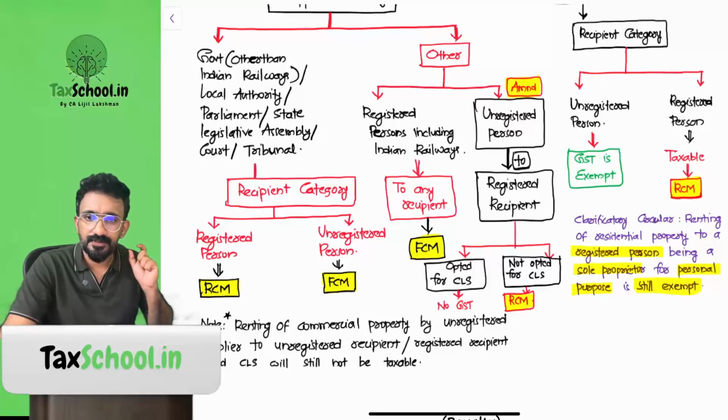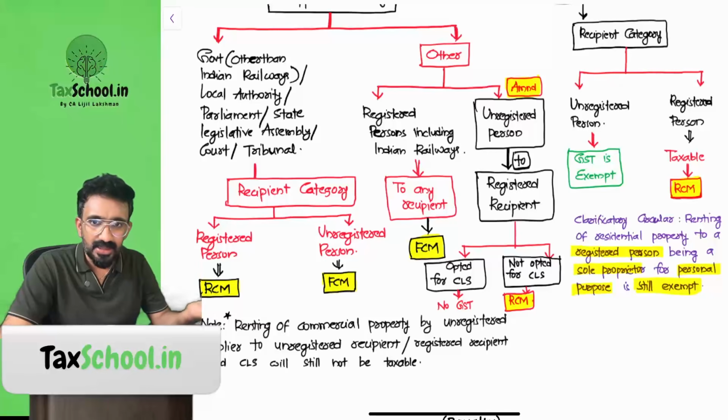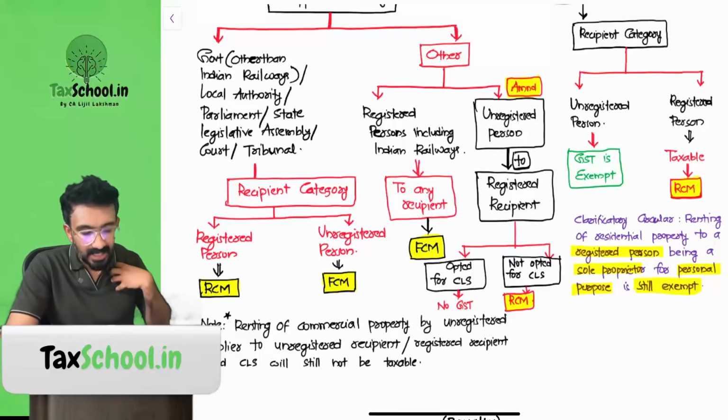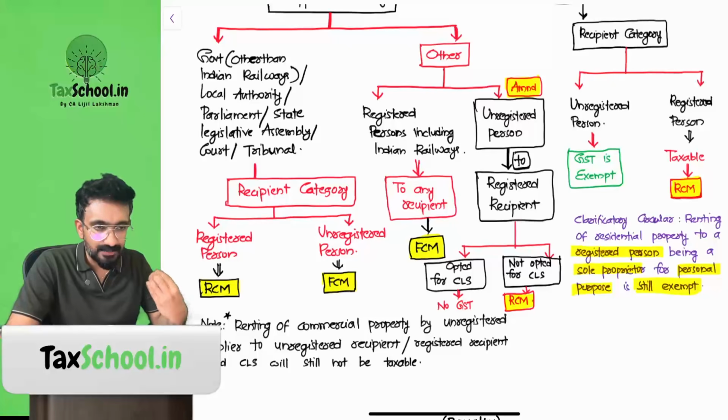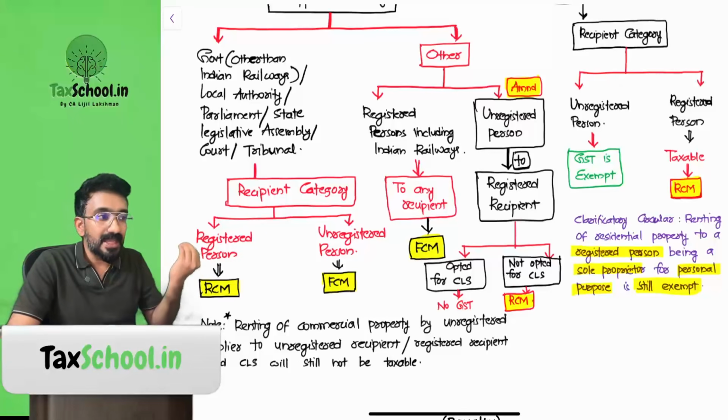If the person who has taken this particular canteen space on rent, or a government complex on rent, has a GST number, they pay under RCM. If they do not have a GST number, the government will have to pay. Government, local authority. So in a lot of questions, they say a Panchayat has given a commercial property on rent. Then if the recipient is unregistered, the Panchayat will pay under FCM.